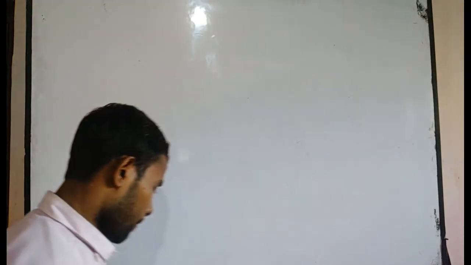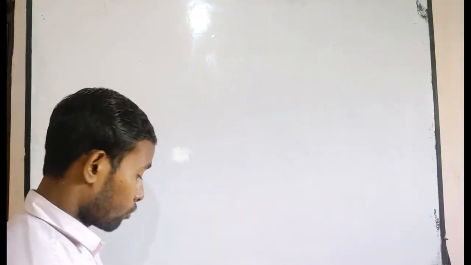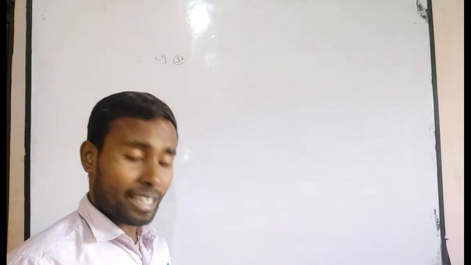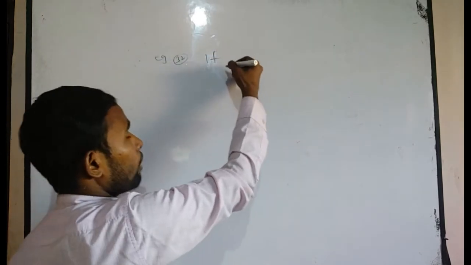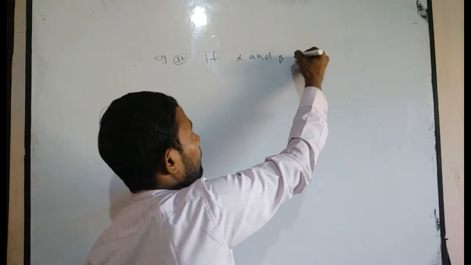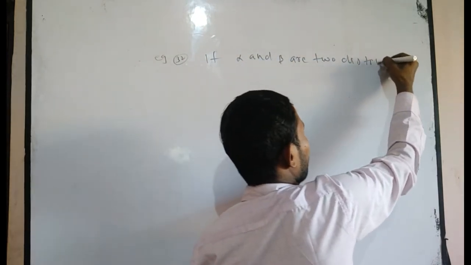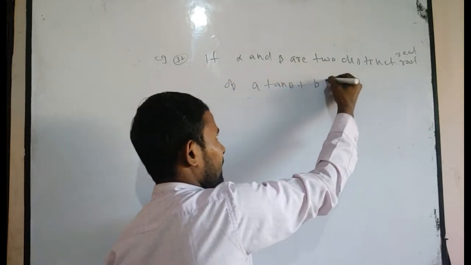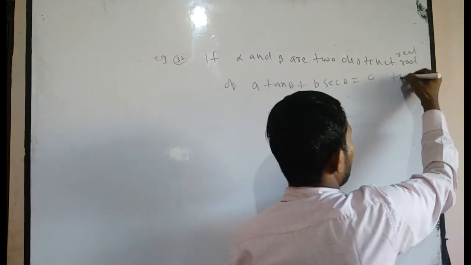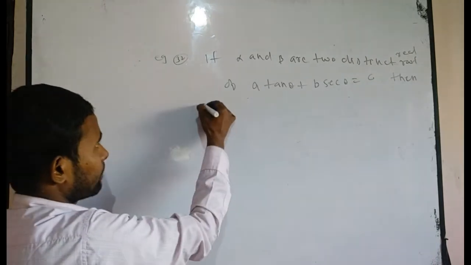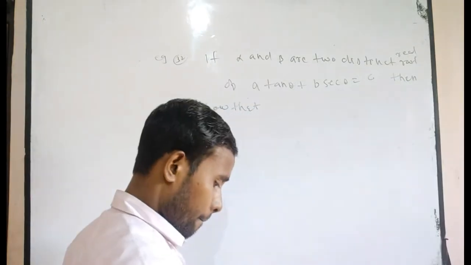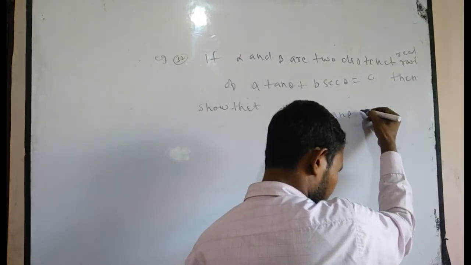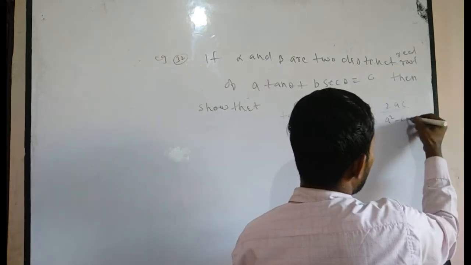Now we take the next problem. This is also a good type of problem, so you have to learn this problem 32. It says that if alpha and beta are two distinct real roots of a tan theta + b sec theta = c, then tan(alpha + beta) is equal to 2ac divided by (a^2 - c^2). You have to show it.